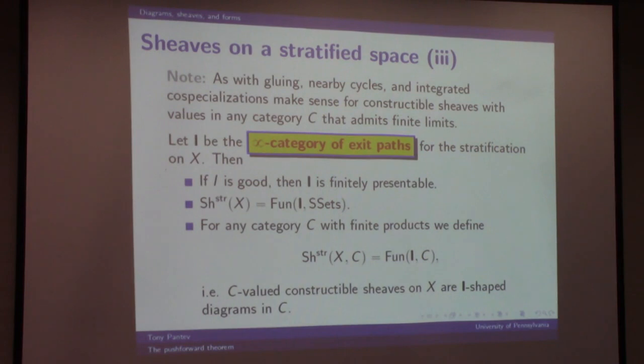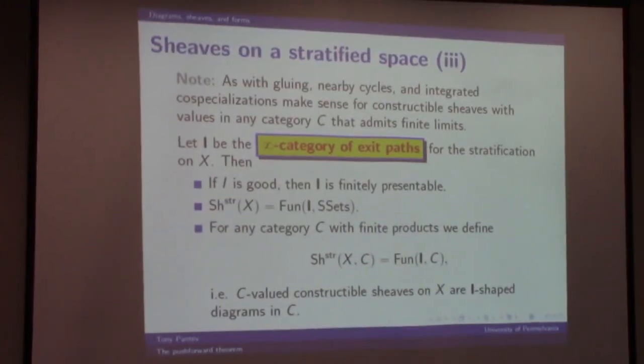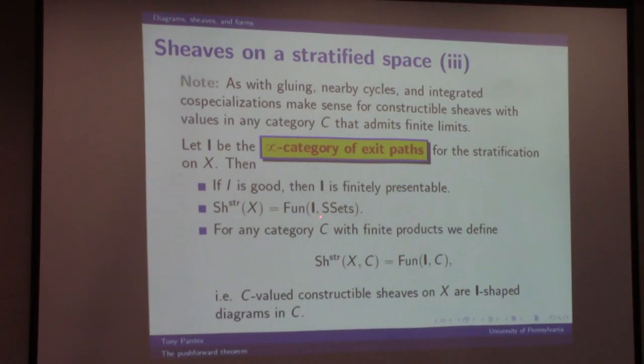So if you have a finite poset labeling a stratification, you can look at the category of exit paths for that stratification. So it's an infinity category of paths that start in a stratum and go to a stratum which has this one in its closure. And if the stratification is good, then this category is finitely presentable, and there is a little theorem which you can find in Jacob's topos theory book, which says that the constructible sheaves of spaces on X for the stratification are just diagrams of spaces labeled by this category of exit paths.